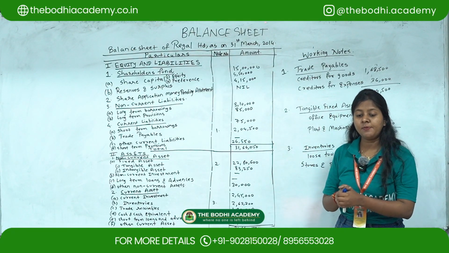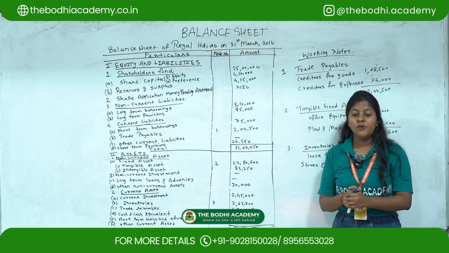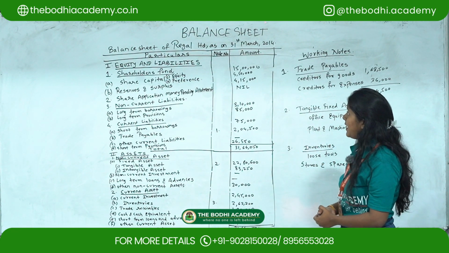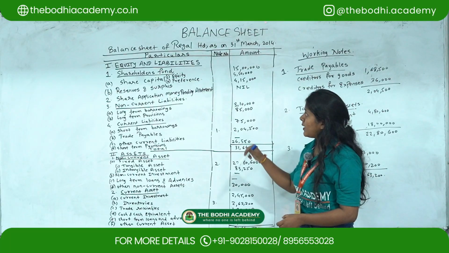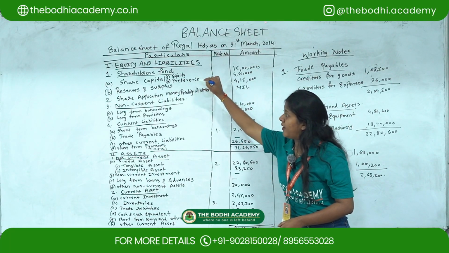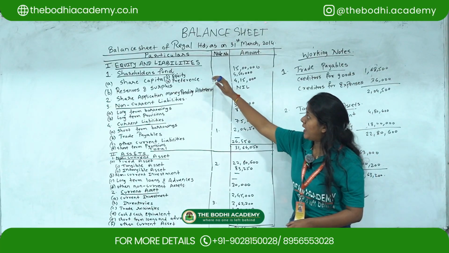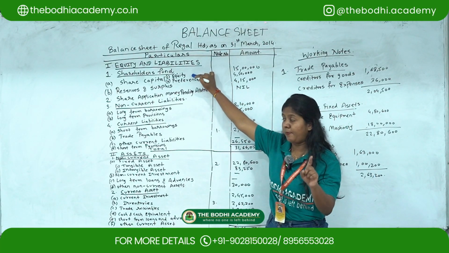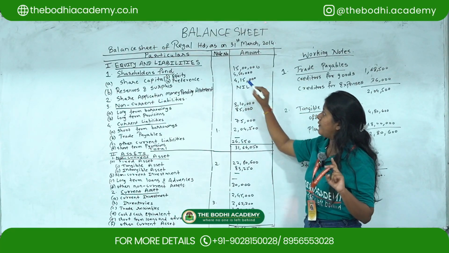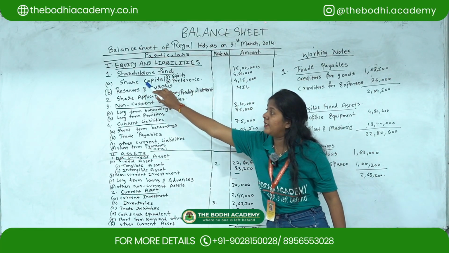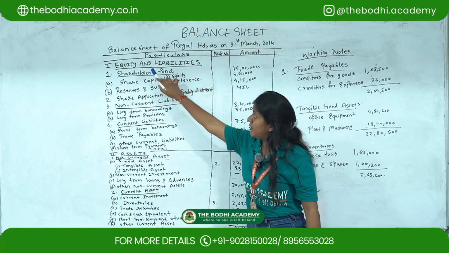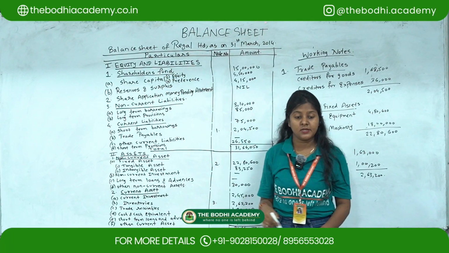Next, 8% preference share capital, 5,50,000, and equity share capital as 15 lakhs. Now you cannot add these together, you have to show equity and preference separately. That's why I have written equity, the first part, as 15 lakhs, and the second one is preference, that is 5,50,000, under this head, share capital. It comes under the shareholders' fund, and the major head is equity and liabilities.